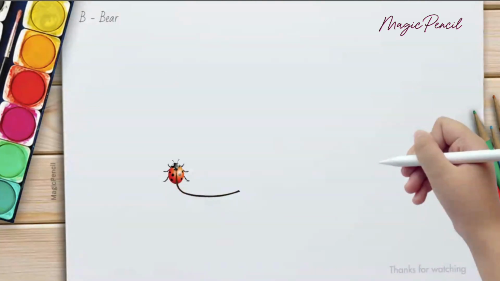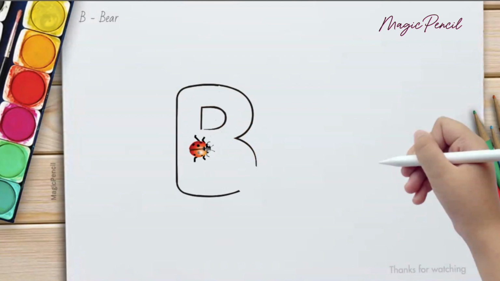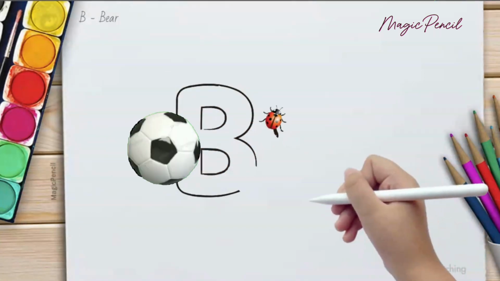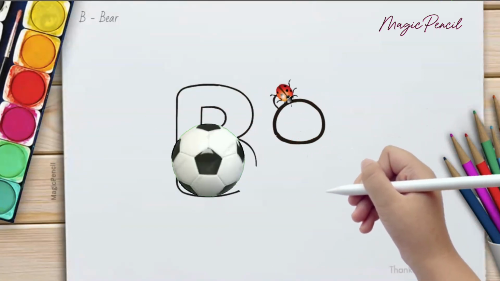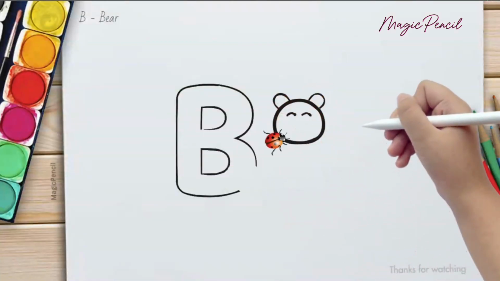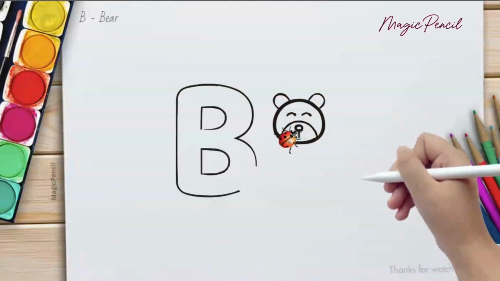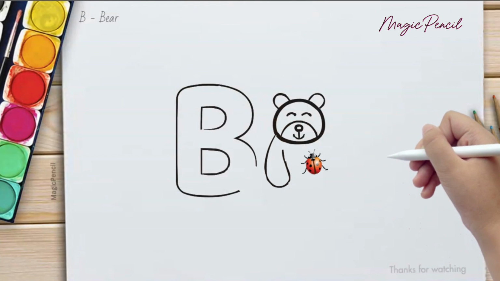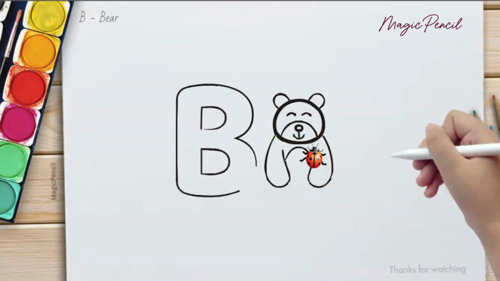B is for bear, big and brown. B is for ball, bouncing brown. B is for banana, so tasty and sweet. B is for balloon, floating in the sky. Along with me, let's learn the letter B. That's as easy as can be. Come on and sing with glee. Oh yeah.